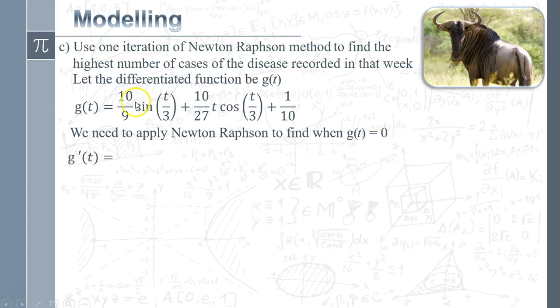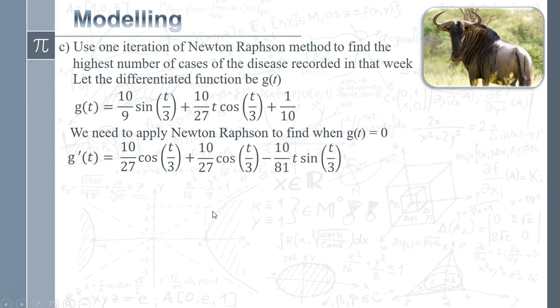This first term here is fairly straightforward, no problem there. Here we've got a bit of product rule going on, so that's that bit and that bit there. Again, remember differentiating cos gives you minus sin, hence we've got a change of sign there. Differentiate the 1/10, that's just going to disappear, so there's our complete differentiated function. Bit of tidying up, because we can tidy up the number of cos terms we've got here. So we've got 20 over 27 cos t over 3.